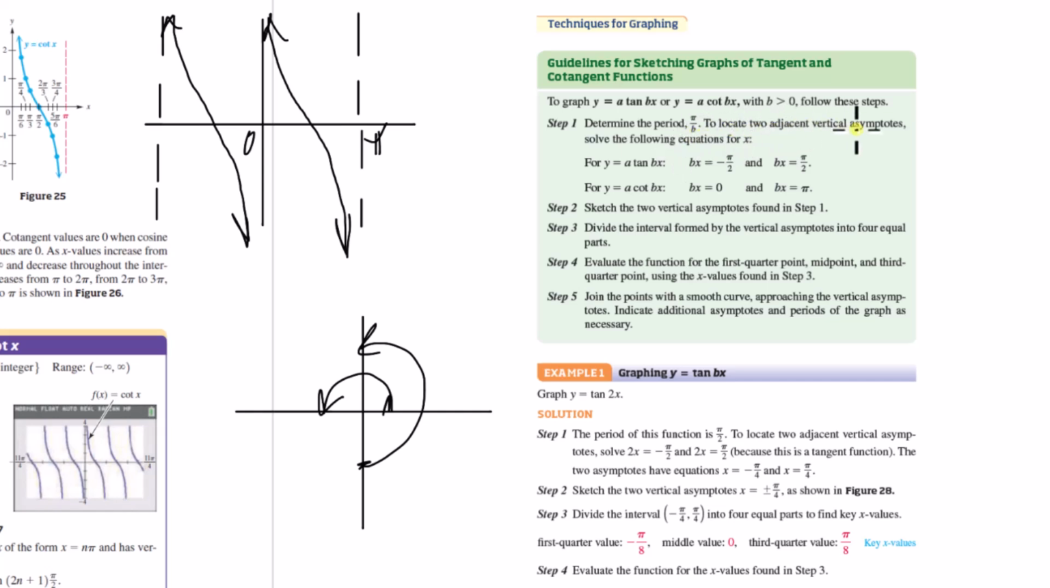To locate two adjacent vertical asymptotes, solve the following equations for x. So solve for when the argument is equal to whatever period you're sketching with, which typically would be minus pi over 2 to pi over 2 for tangent and 0 to pi for cotangent. Just set the argument, whatever it is, equal to those values to get the x values that correspond to the vertical asymptotes. Then sketch the vertical asymptotes. So you want to get 2 of them, right? Because that's going to be the start point and the end point of the period.